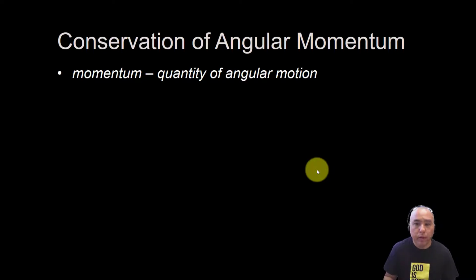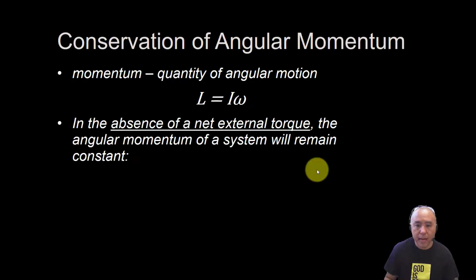Let me define momentum real quick. Momentum is just a state of motion. It's a quantity of linear, or in this case angular, motion, sometimes known as the inertia of motion. So anything that's moving has momentum. In this sense we are talking about angular motion, and that is calculated with this equation, where, as the video showed you earlier, L typically denotes momentum, I represents the moment of inertia, and omega represents angular velocity. So according to the conservation of angular momentum, in the absence of a net external torque, the angular momentum of that system will remain constant.